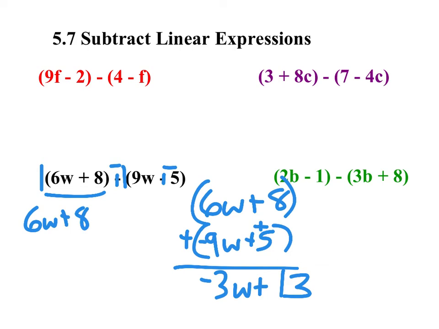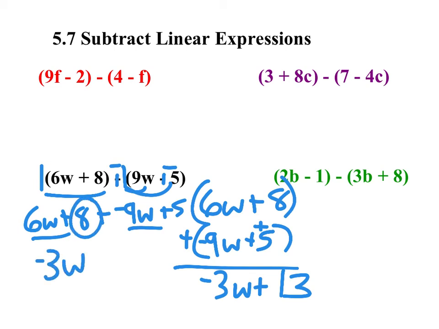Negative 1 times anything is its opposite, so the opposite of that is a negative 9w. The opposite of that is a 5. Now I combine like terms. They fight, I get negative 3w. They're on the same team. I add them, and I get negative 3w plus 13.